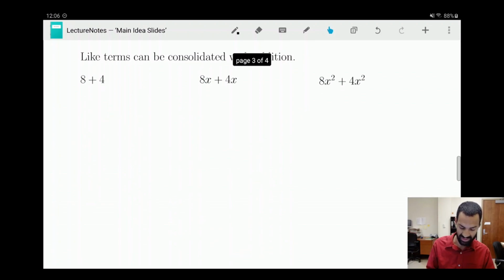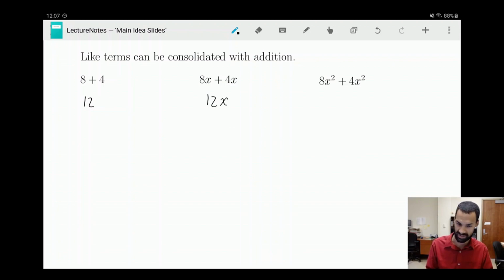Like terms can be consolidated with addition. Now I'm calling this section addition with variables, but subtraction is lumped in with addition. They operate pretty similarly. So 8 plus 4, we know how to do 8 plus 4, right? That's 8, tack on 4 more, now we're at 12. That wasn't difficult. The same is true when you're combining like terms. So we have 8x plus 4x, well that comes out to be 12x. You just added 8 plus 4 and you're keeping track.